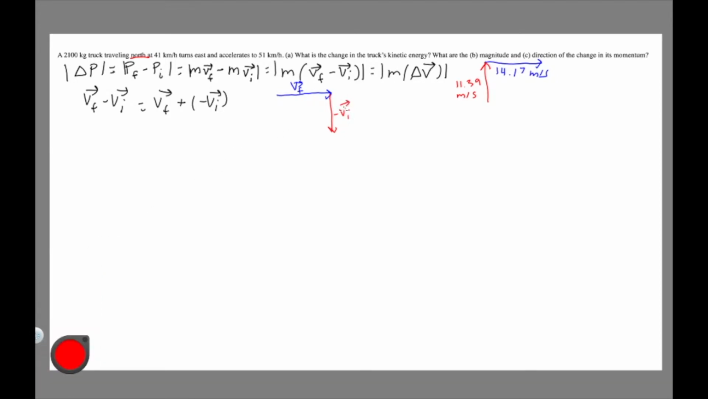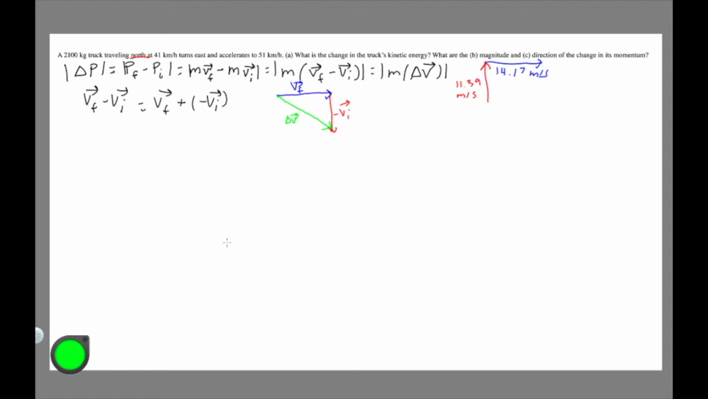Okay, perfect. So now we want to draw a vector from the tail of VF to the head of negative VI. Let's call this new vector delta V. Let's draw it in green, from the tail of VF to the head of negative VI. And this is how you add two vectors together.